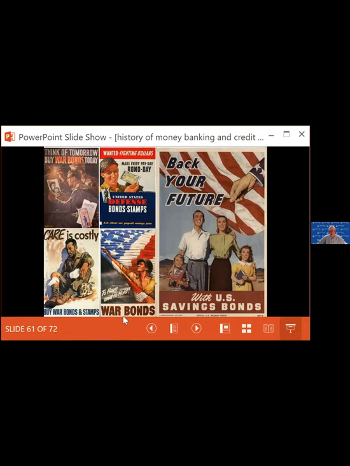But instead, the US Treasury issued bonds that were sold directly to the nation's banks as well as to the general public. A lot of these were sold in post offices and other public places. And so there were bond drives all throughout the war. And I would expect that this same process occurred in most other countries.